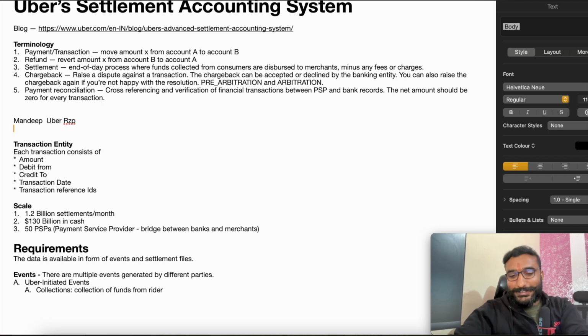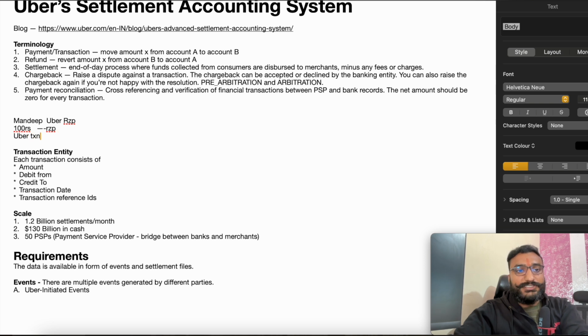But yeah, so Mandeep transferred some amount, let's say 100 rupees. Then it is passed to Razorpay. At this moment of time, Uber creates a transaction ID in itself. Uber creates an Uber transaction ID in its system, and then it forwards the call to the Razorpay system, that deducts the particular amount from Mandeep's account. So at this time, Razorpay has 100 rupees in their account.